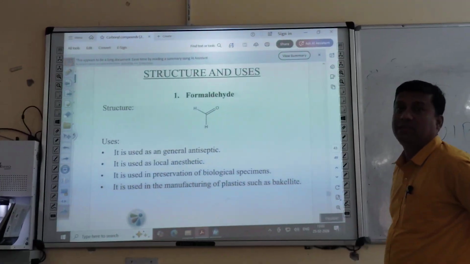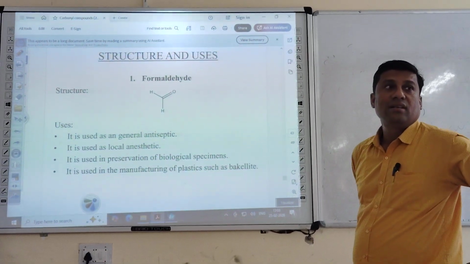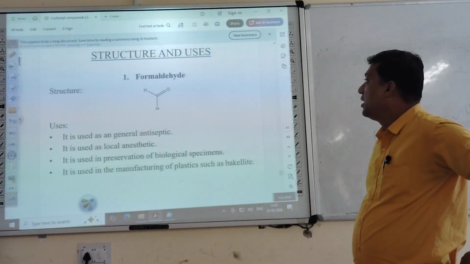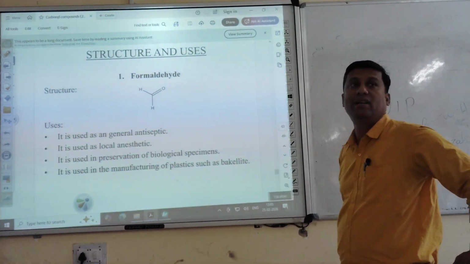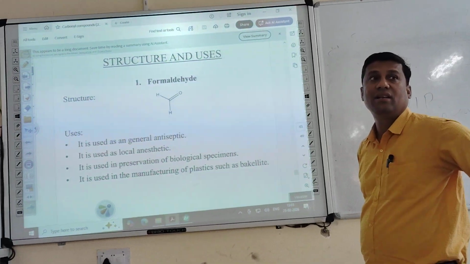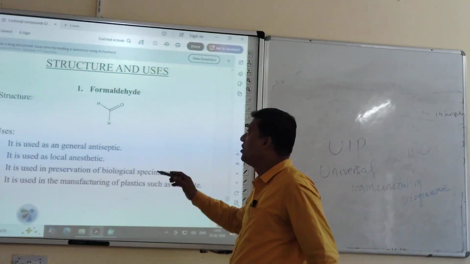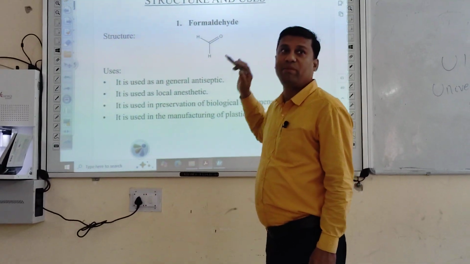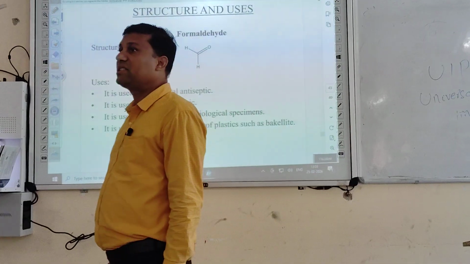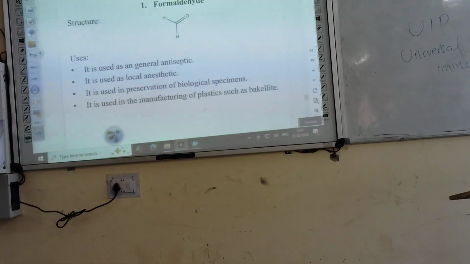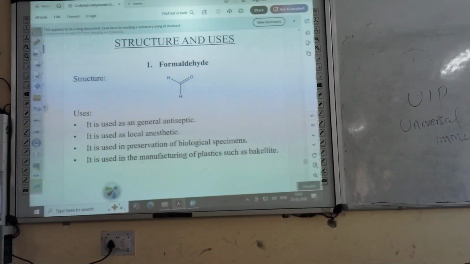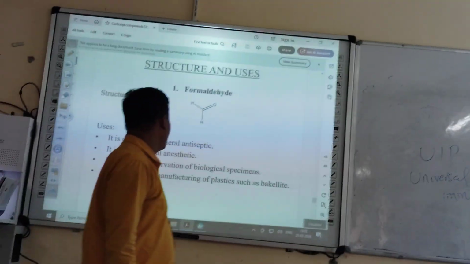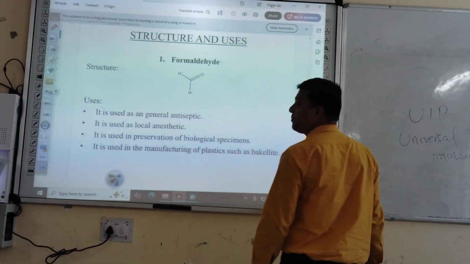Then structure and uses of different compounds. The first one is formaldehyde, HCHO. You have learned HCHO. This is the simplest form of aldehyde, known as HCHO or formaldehyde. What are the different uses? It is used as a general antiseptic.